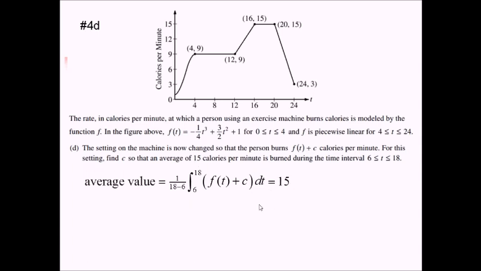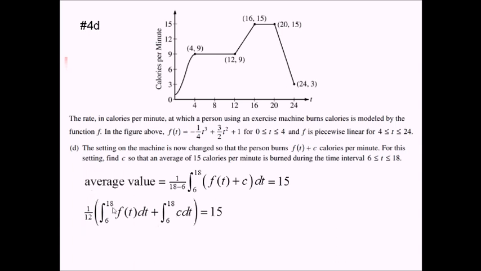All right, well, let's go a little further. So I'm going to simplify this expression a little bit and move a few things around so I can solve this a little bit more easily. So let's see here. This is really 1 over 12. And I'm going to split this integral up. And you'll see why I'm doing this in a minute. So I'm going to have the integral from 6 to 18 of f of t dt plus the integral from 6 to 18 of c dt. And all of this still equals 15. So 1 over 12 and split up the integral. Now here's why I did this.